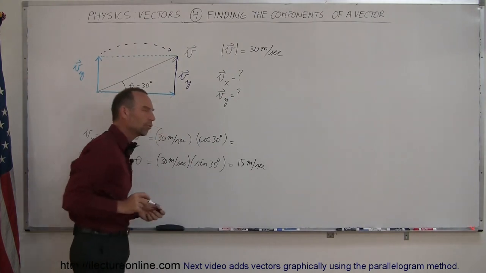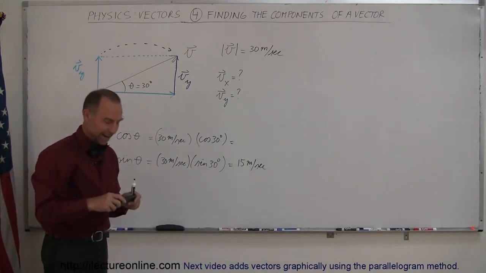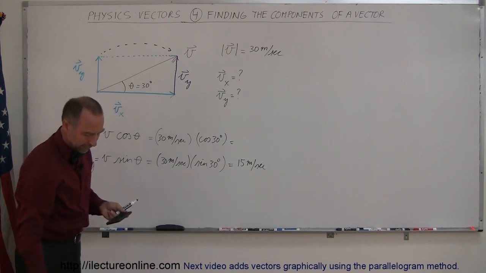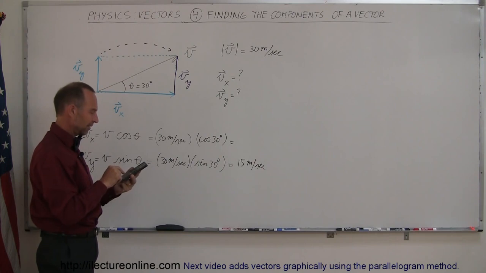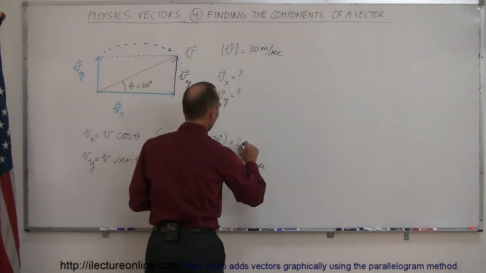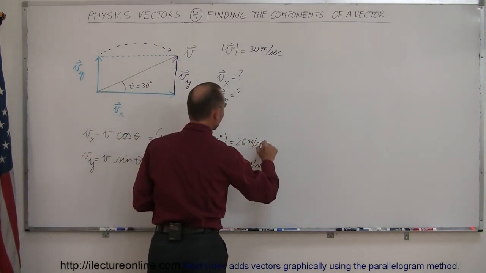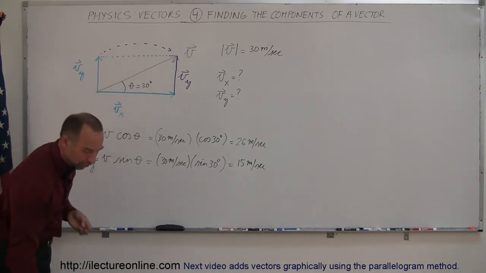Now what about the cosine of 30 degrees? Well, that's 0.866, and see here, I have my calculator handy. Let's find out what that's equal to. So we have 30, take the cosine of that, and multiply times 30, and we get 25.98. That's close enough to 26 meters per second. So now I have the magnitudes of the x and the y components of the velocity.